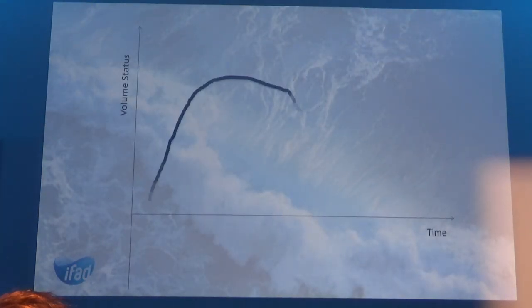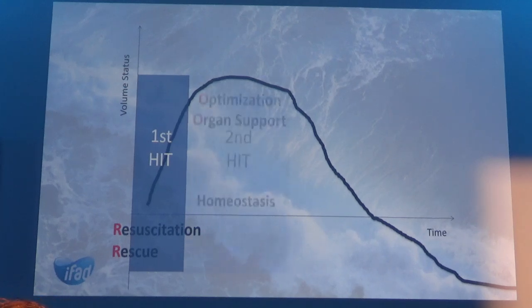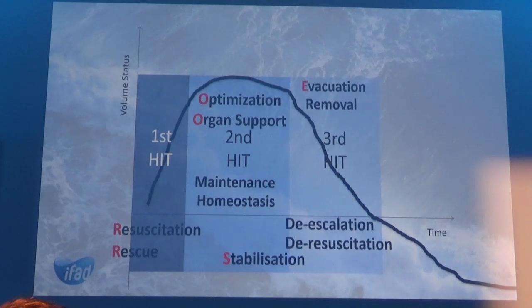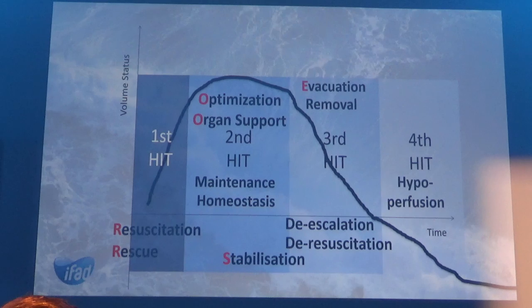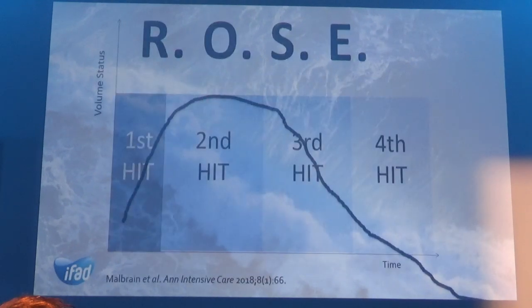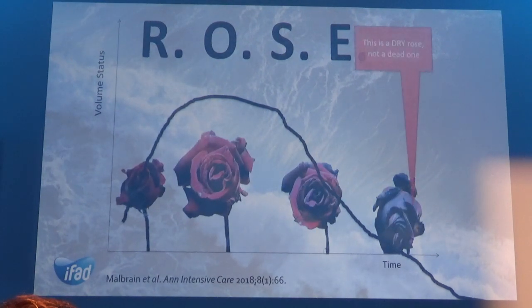So initially we save lives, fluid balance is positive, and this is after the first hit, but it could be sepsis, trauma, burns, pancreatitis, you name it. Fluid balance must be positive, then we optimize and stabilize with a neutral fluid balance, and then usually the patient removes the excess fluid that has been given in the evacuation phase, but some patients may need a little help, and of course we must avoid hypoperfusion. So hence the acronym ROSE, and I just have to point out that the last rose is not a dead patient, it is just a dry rose, still alive and kicking.